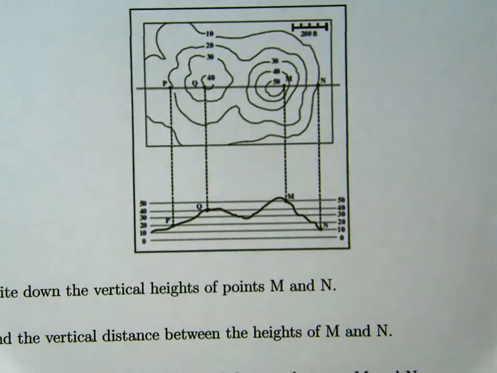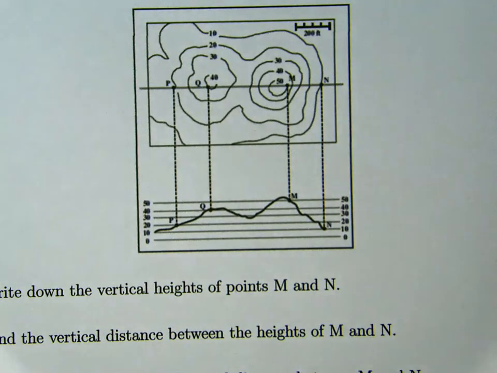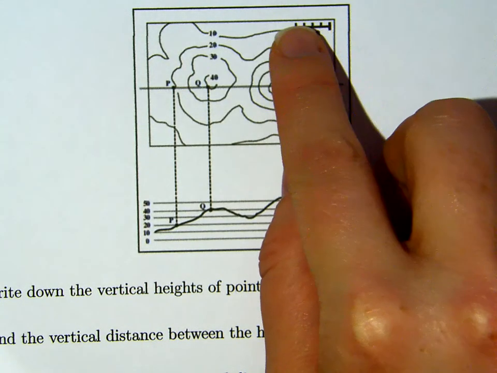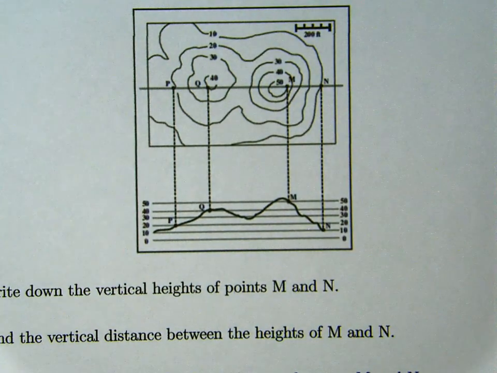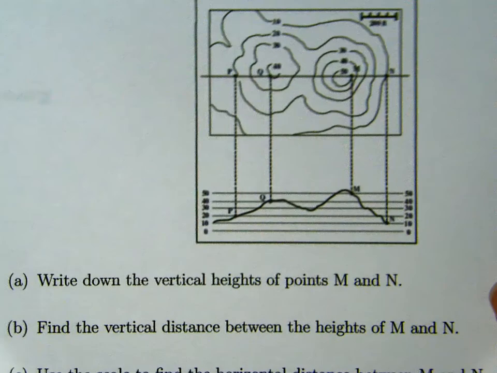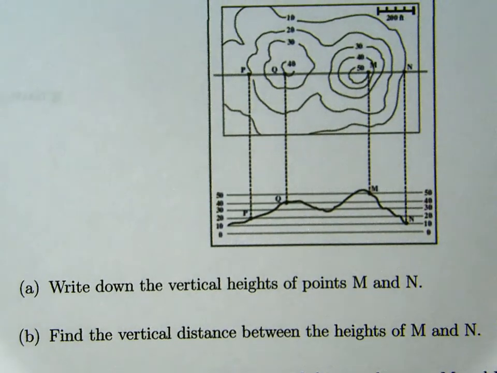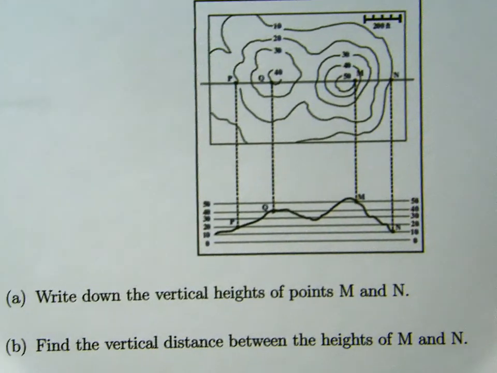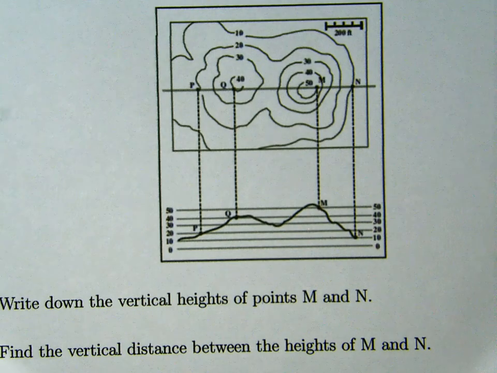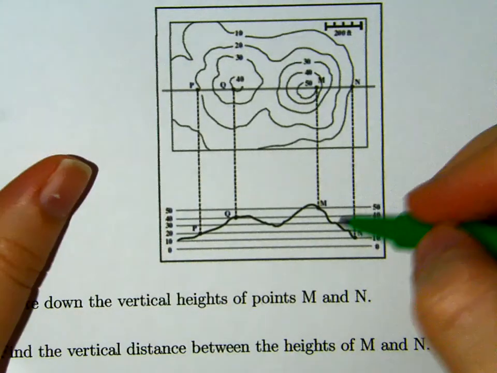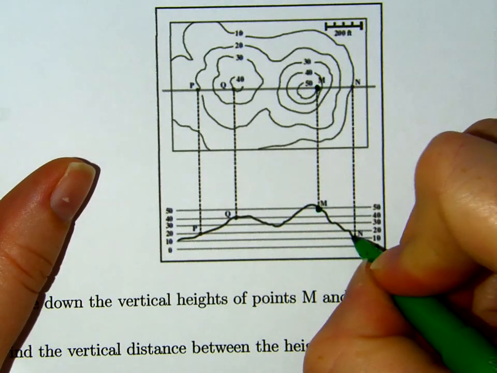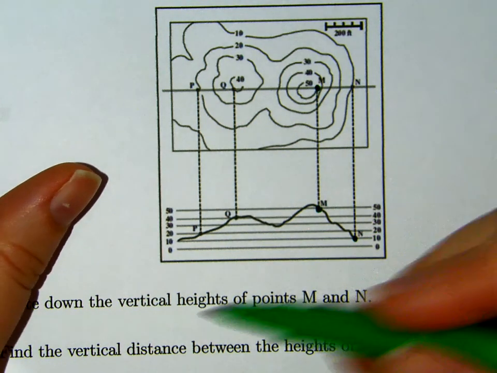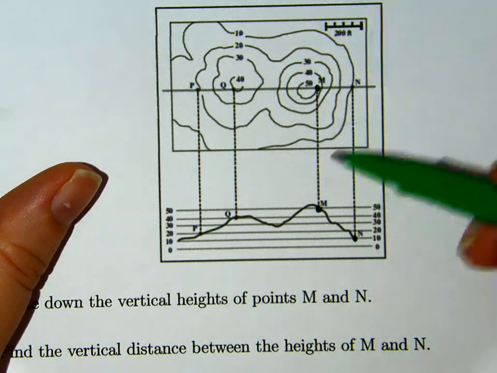So, let's see what we've got. And a horizontal is 200 feet of that length. Got it. Part A, write down the vertical heights of points M and N. Where are those? Points M, point N. Vertical height. How tall on the mountain is this?